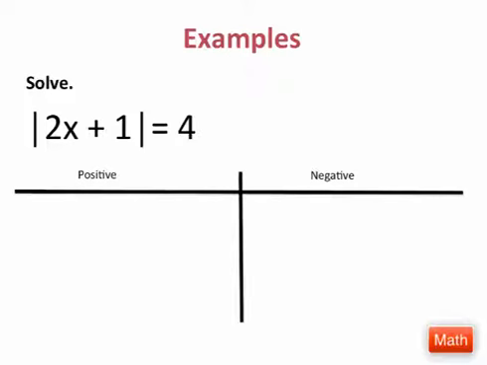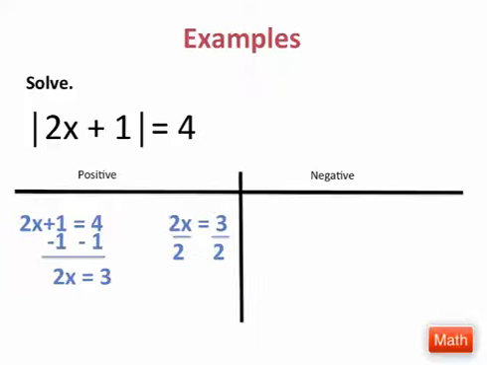So again, we know that there is a value that is coming from the positive direction that has a distance of 4, and from the negative direction has a distance of 4. So for the positive case, we simply can just drop our absolute values and say 2x plus 1 is equal to 4. Perform your two-step equation, subtract 1 from both sides, and then divide both sides by 2, and we end up with x is equal to 3 over 2, or 1.5.